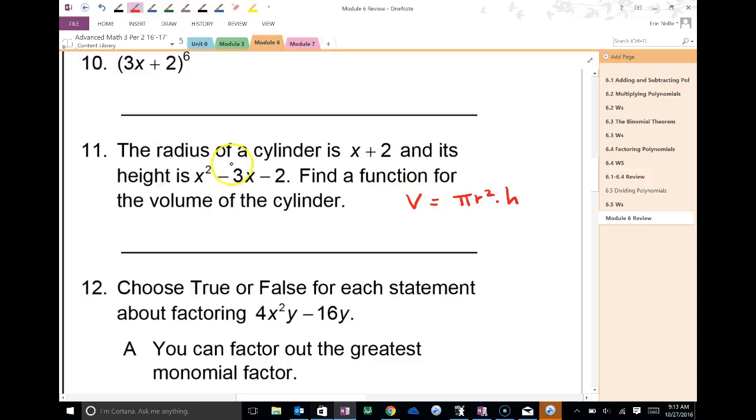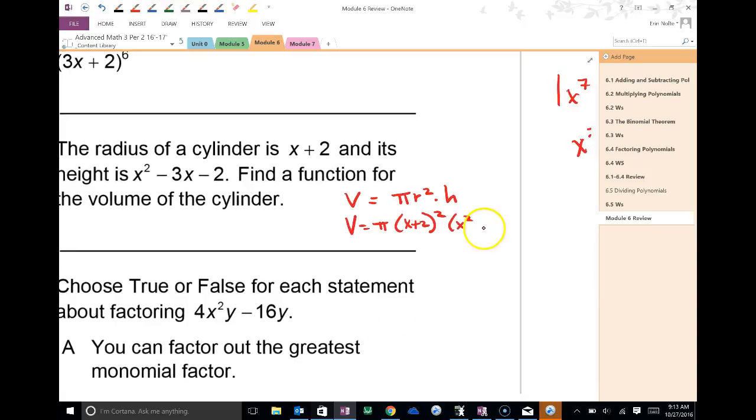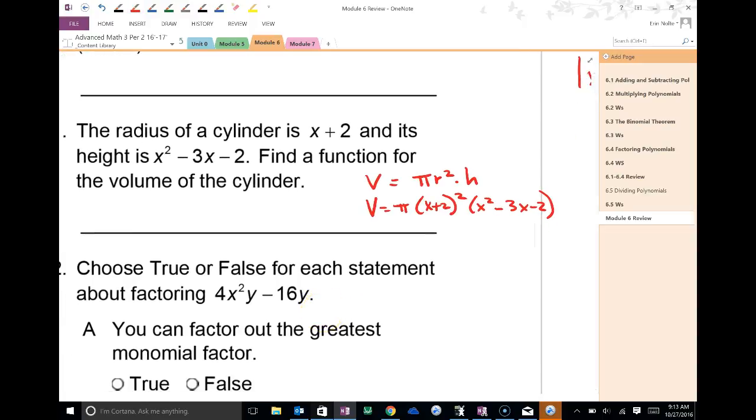Okay, so this one says the radius is x plus 2. So I'm going to replace the radius with x plus 2. And the height is x squared minus 3x minus 2. Okay, now it says find a function for the volume of the cylinder.